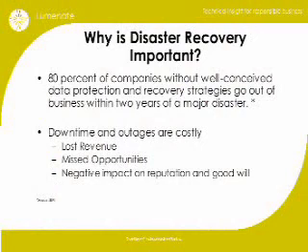So why is disaster recovery important? This is a statistic that we got from IBM that 80% of the companies without well-conceived data protection strategies go out of business within 2 years of a major disaster. And why I like this quote so much is because it says without a well-conceived data protection strategy. A lot of people have a strategy, they have some sort of plan, but if it's not well conceived, it doesn't do you a lot of good.